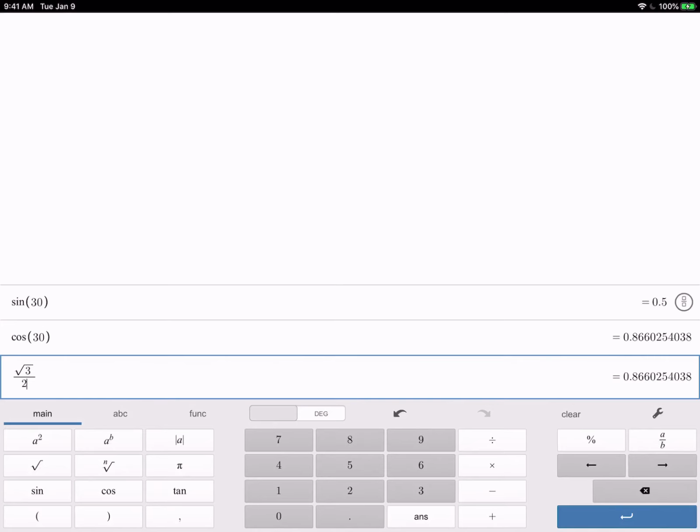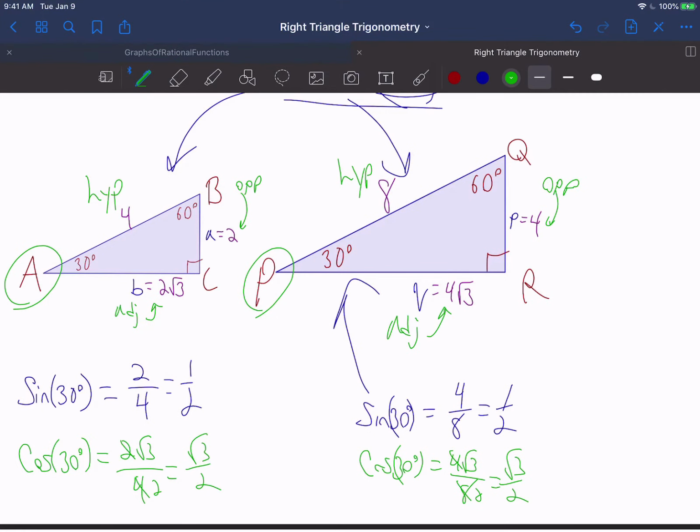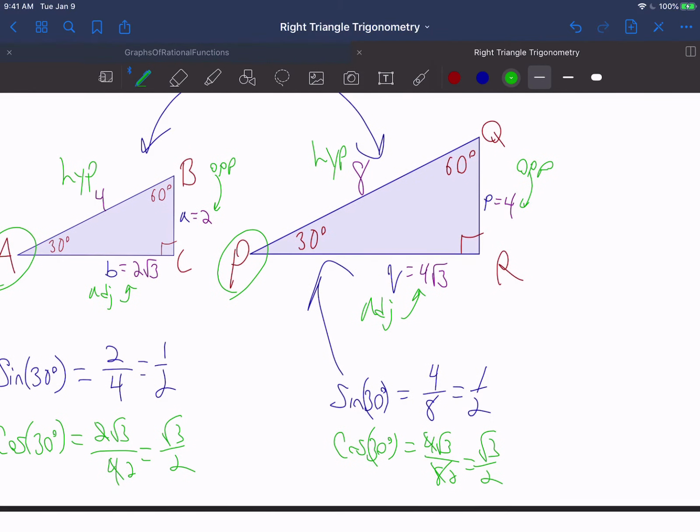So again, no matter how big or small your triangle is, the cosine of 30 will be the same by virtue of all 30-60-90 triangles being similar. So the adjacent to hypotenuse will be fixed. It'll just be in a different scale, but it'll reduce down to the same thing. And the same thing goes for tangent, and you could play with that later.